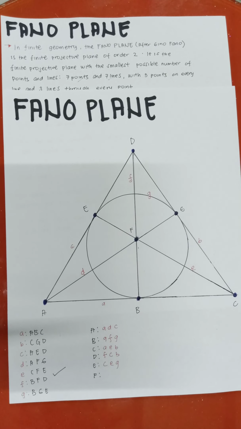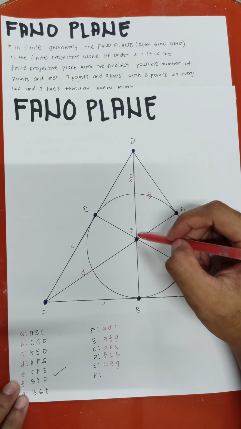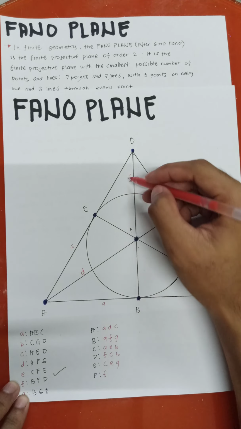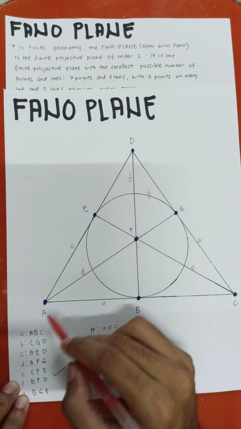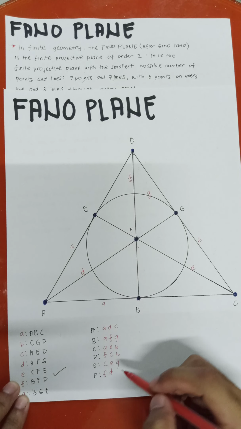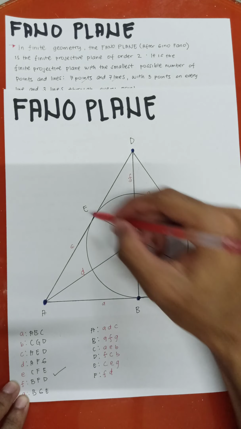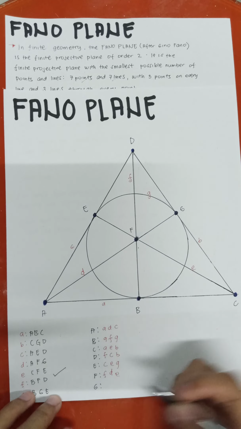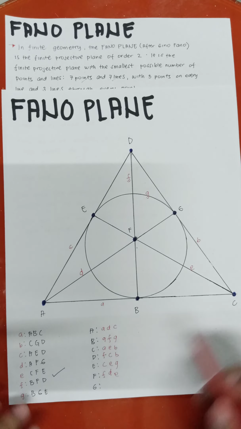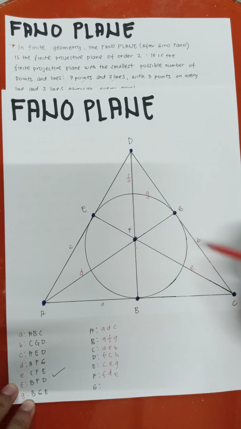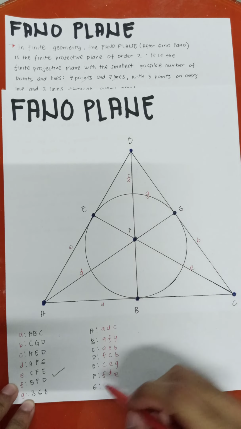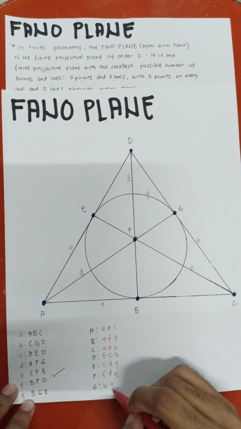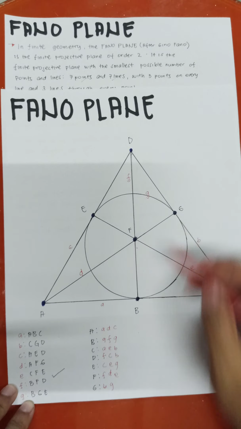Point F: line F, line D, and line E. Last, point G: line B, line G, and line D.